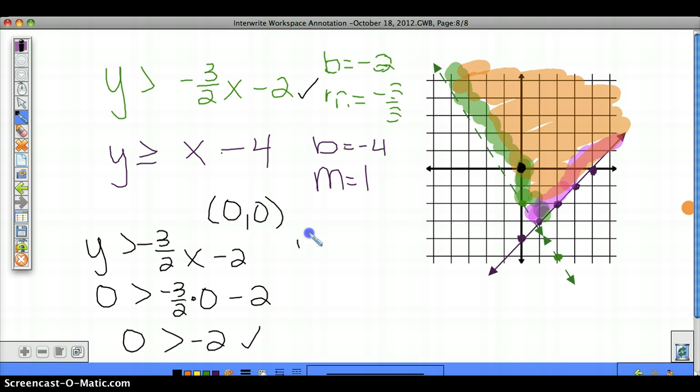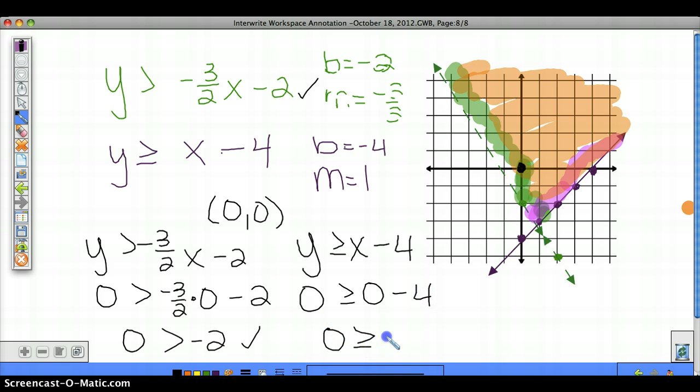Now we have to check our second line because it has to work for both of them or we did something wrong. So I get 0 is greater than or equal to 0 minus 4. And since 0 is greater than or equal to negative 4, we know they're both right. You should be able to pick any point being shaded over and it should work.